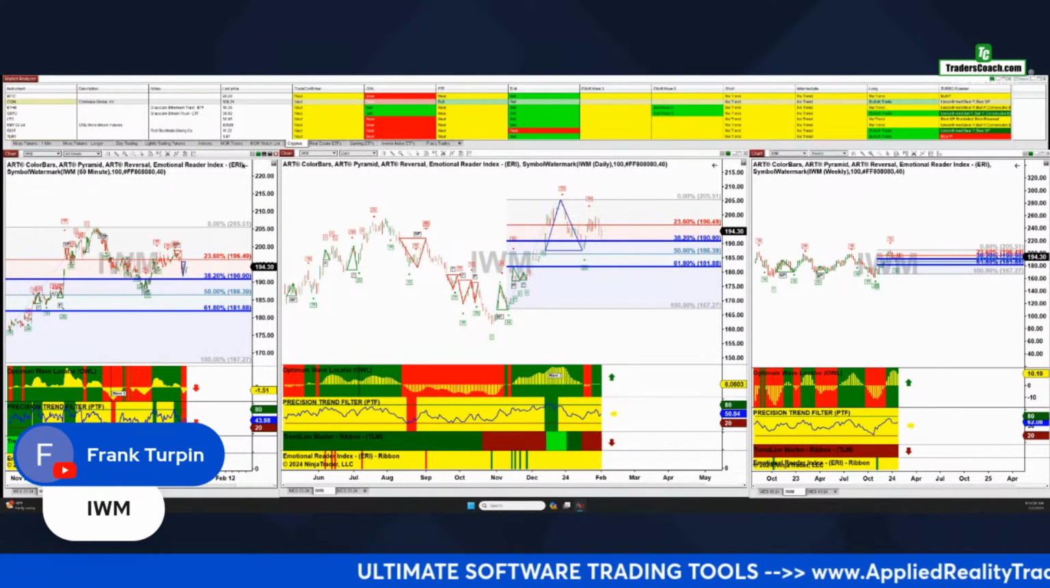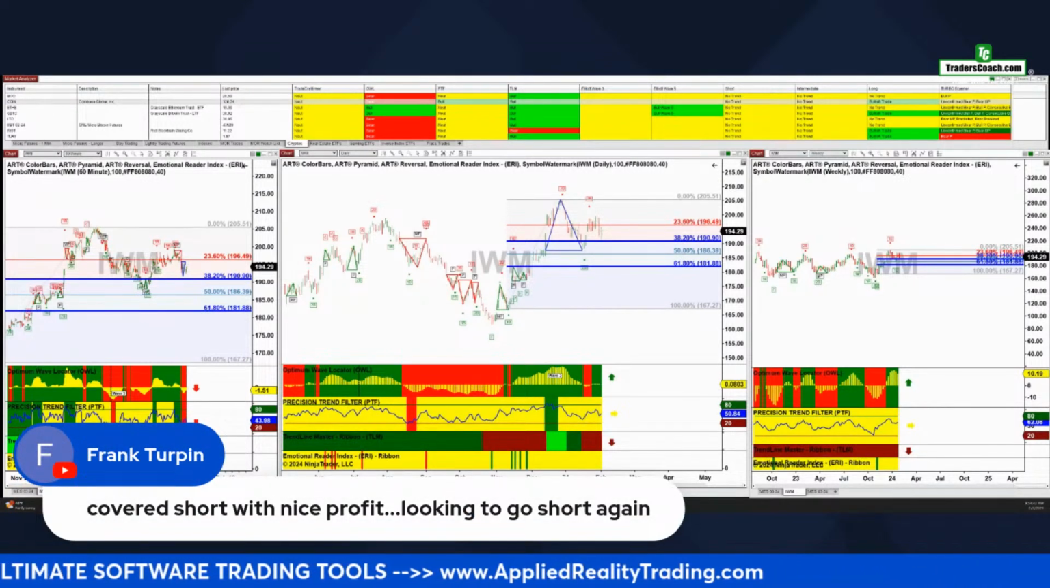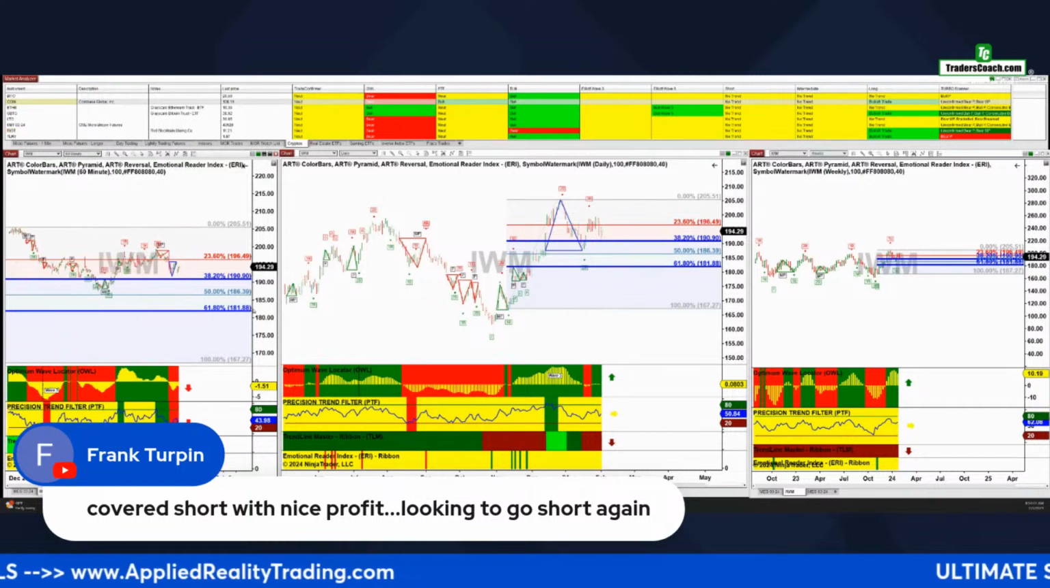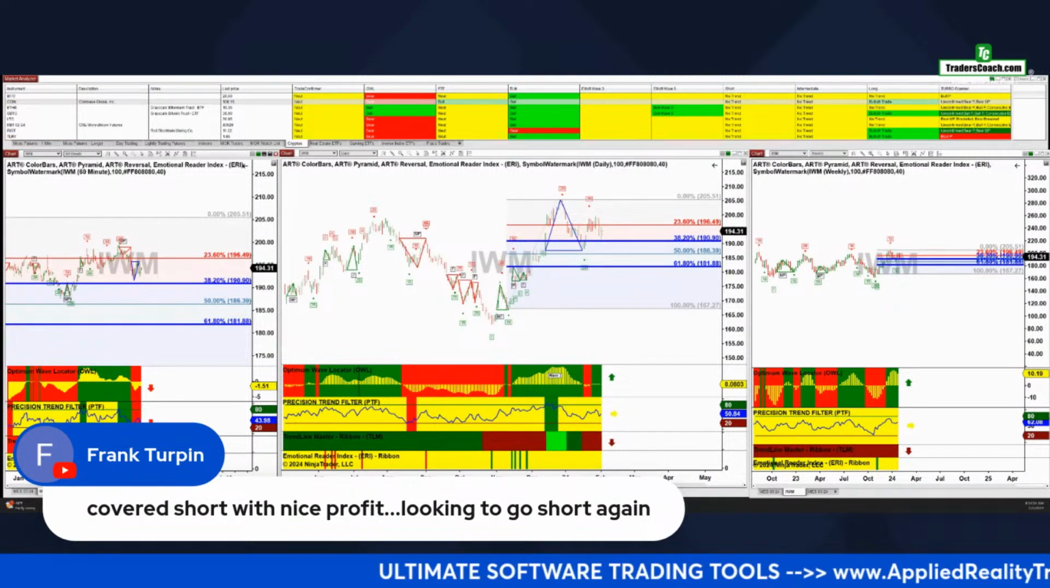You could go short again. Frank's actually expanding on this: covered short with nice profit, looking to go short again. If you're going to go short, use the 60-minute chart. And when we get back down to the target zone, I'd probably think about covering that.